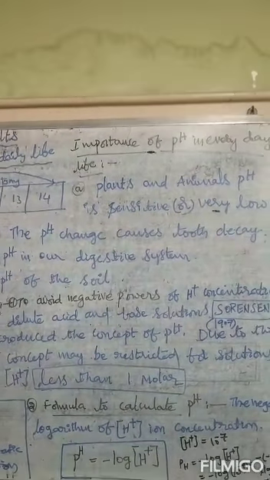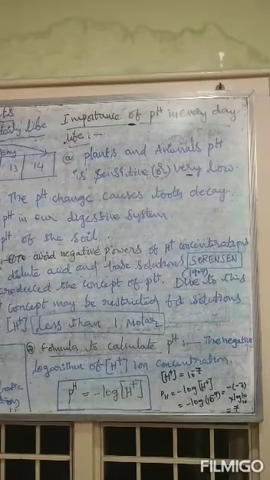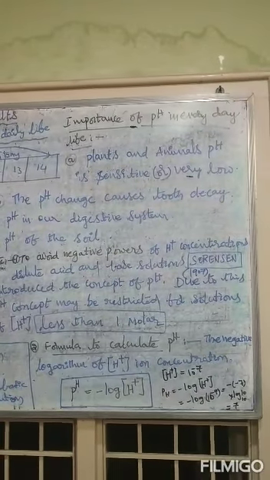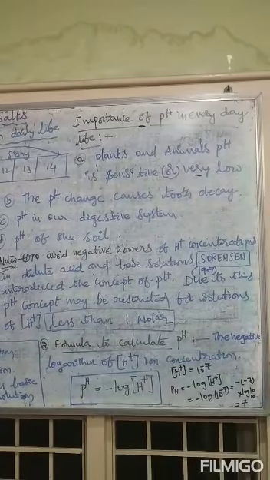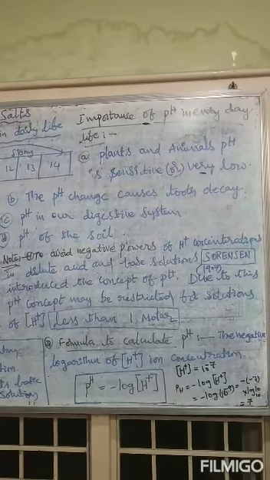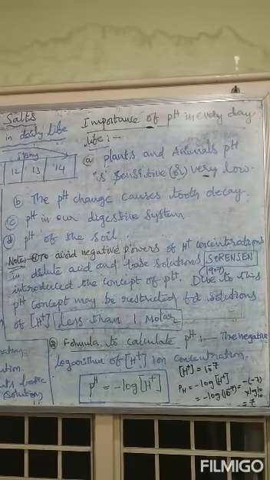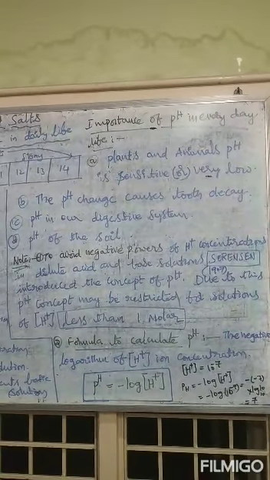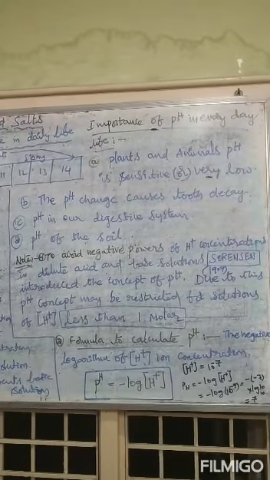Okay. Importance of pH in everyday life. Point number 1. Plants and animals are pH sensitive. Living organisms can survive only in a narrow range of pH change. When the pH of the rainwater is less than 5.6, it is called acid rain.